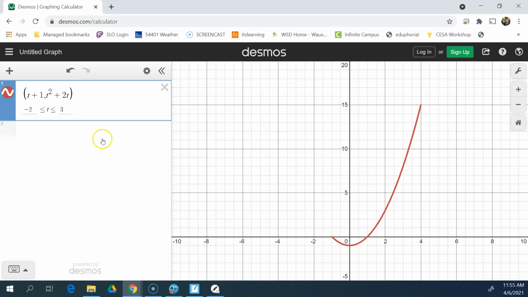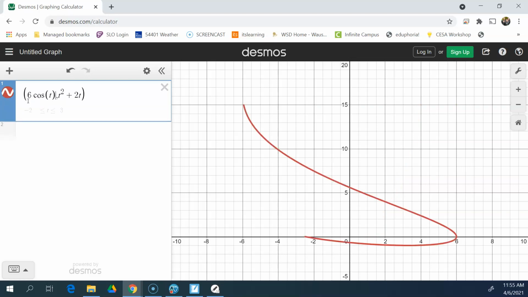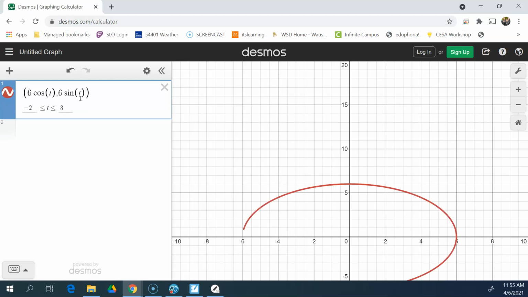So x here is going to be defined as 6 cosine of t, right? And y is defined as 6 sine of t, right? And we wanted to go from 0 to 2 pi. Now, here's a cool thing that I just found out this morning about Desmos. I want to go to 2 pi, so I'm going to type 2, and then on my keyboard, type in pi. And shabam, it puts pi in there for me. That's pretty cool.